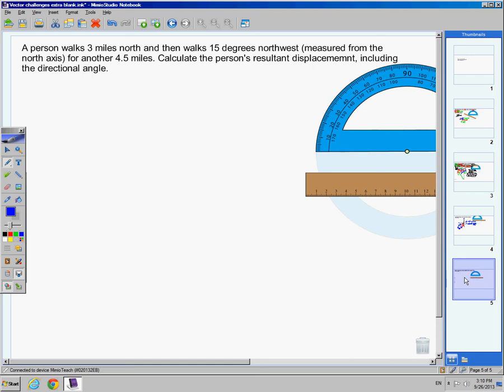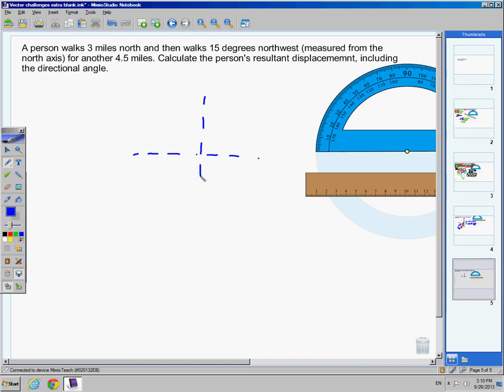All right, number 4: a person walks 3 miles north and then walks 15 degrees northwest, measured from the north axis, for another 4.5 miles. Calculate the person's resultant displacement, including the directional angle. So let's see what happens here.